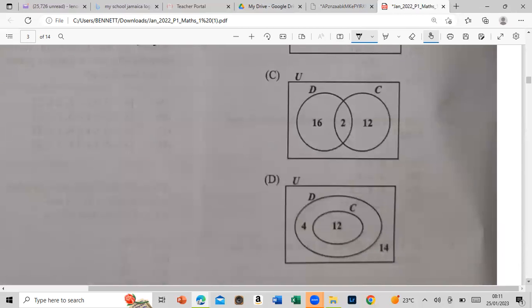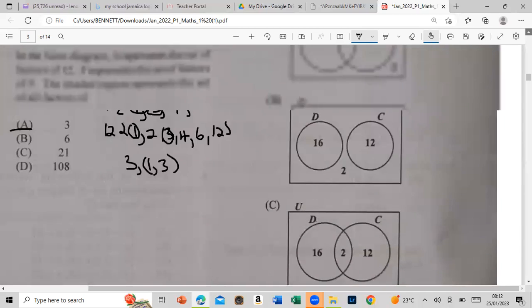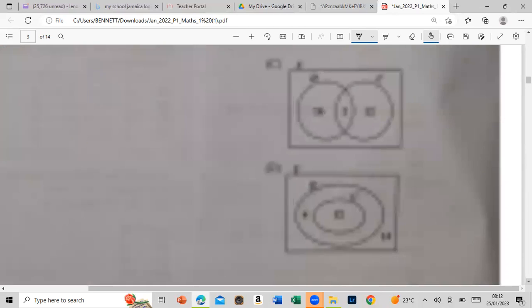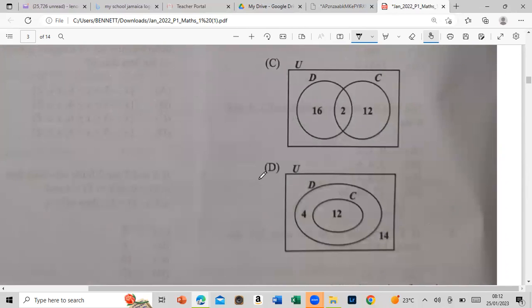Following them there, you can represent the information. So basically, all the students who have a cat also have a dog. Okay, yeah, so it's D. D contains C. See? An intersection of 12.